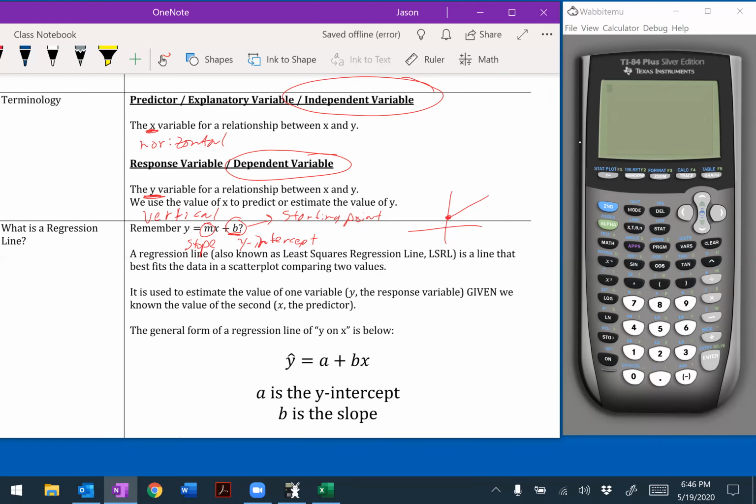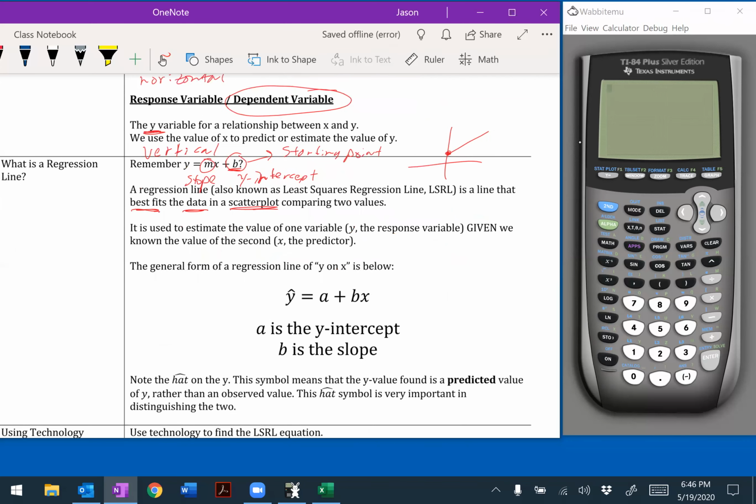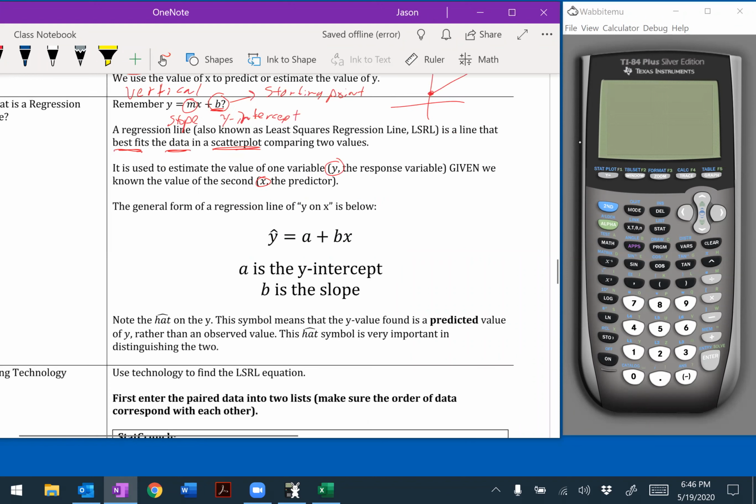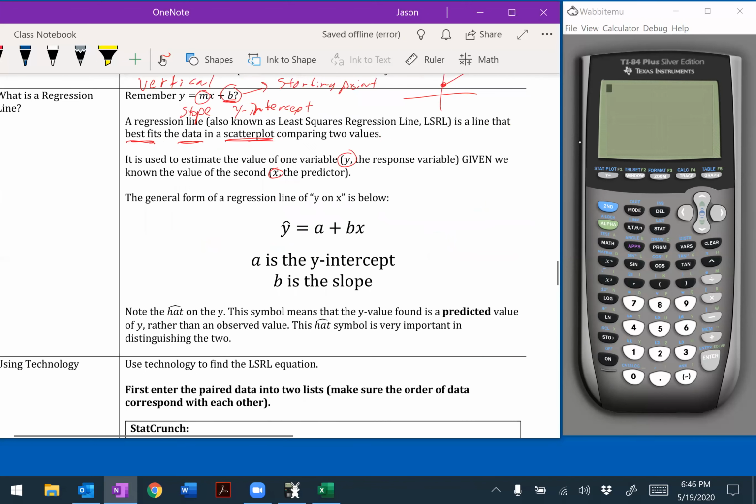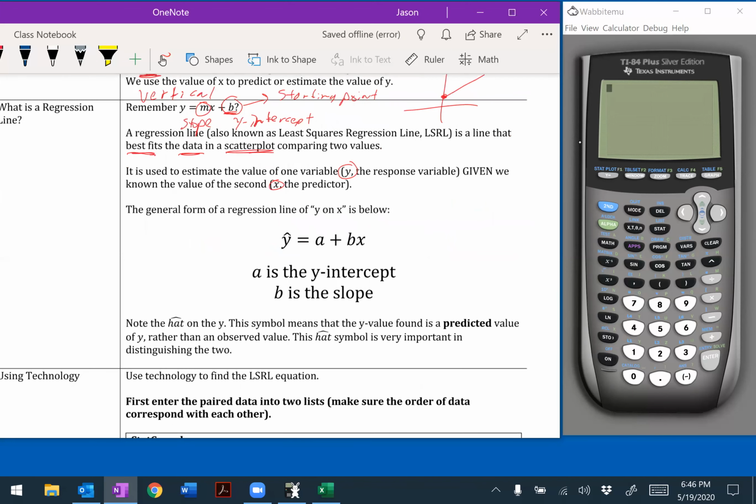A regression line, also known as a least squares regression line, is a line that best fits the data in a scatter plot comparing two values. It is used to estimate the value of one variable, y, given the x. So estimate y given x. The general form of the regression line of y on x is below. Y hat is equal to a plus bx.